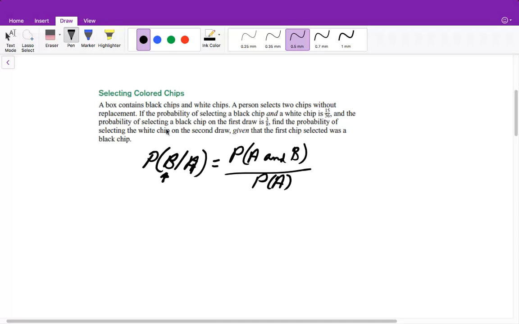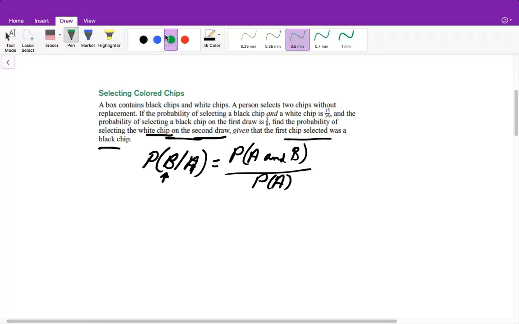All right, so if we read through this, a box contains black chips and white chips. A person selects 2 chips without replacement. If the probability of selecting a black chip and a white chip is 15 out of 56, and the probability of selecting a black chip on the first draw is 3 out of 8, find the probability of selecting the white chip on the second draw, given that the first chip selected was black.